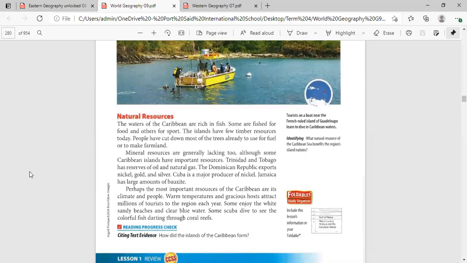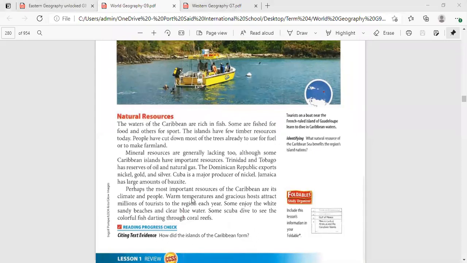Who can read the resources? All right, Ritesh. Is Ritesh here, guys? Miss, I'm here.